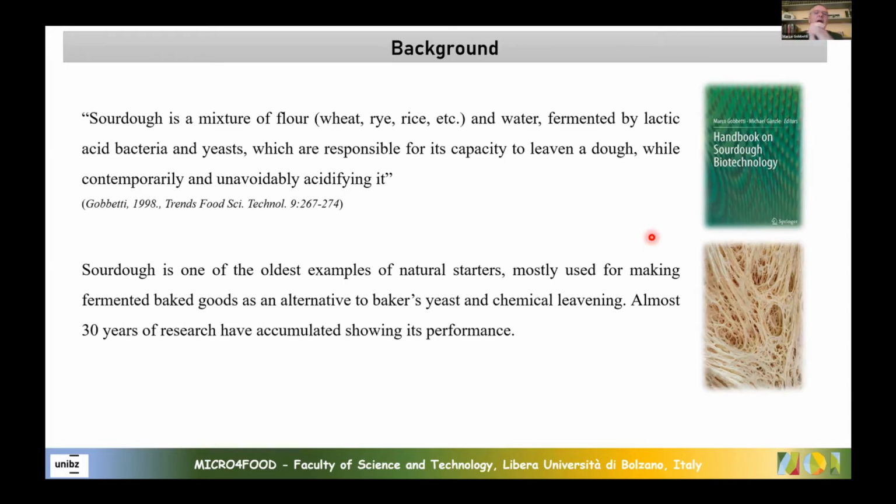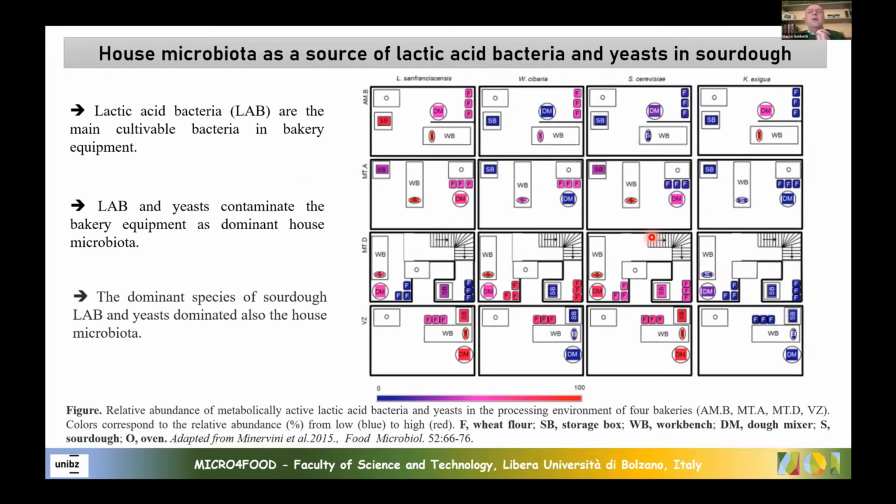We have to know that the microbes that are present in the sourdough, essentially lactic acid bacteria and yeast, have two main sources of origin. The first one is the so-called house microbiota, which means that the bakery equipment and the baker are always sources of contamination by lactic acid bacteria and yeast, both dominant and subdominant species.